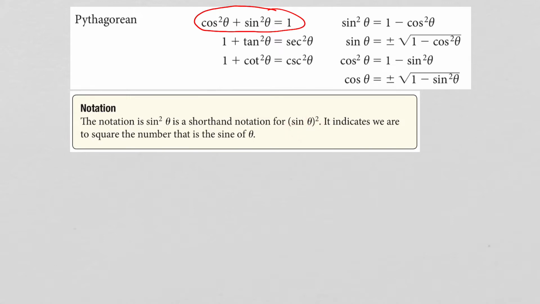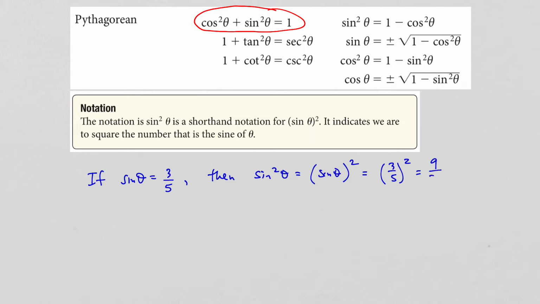Okay, so what that means, just to make sure we completely understand this, is if sine of theta is equal to 3/5, then sine squared of theta, by definition, just means sine of theta quantity squared, and that would just be 3/5 quantity squared, which would be 9 over 25 when you square the top and bottom of that fraction. So that's what the expression sine squared of theta means. And that goes for all of the trig functions. So tangent squared means the same thing, cotangent squared, etc.